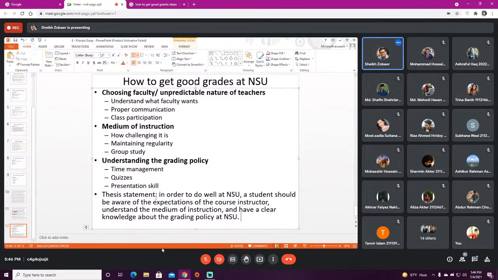Okay, a very simple thesis statement. It doesn't necessarily have to look like this. You can, of course, use different expressions, but this is how a thesis statement is written. You introduce the three main ideas and then arrange the body paragraphs following this exact sequence. The first body paragraph will talk about the importance of instructor. The second body paragraph will talk about the medium of instruction, and the last body paragraph is about grading policy. And then you continue with the rest of your paragraph.